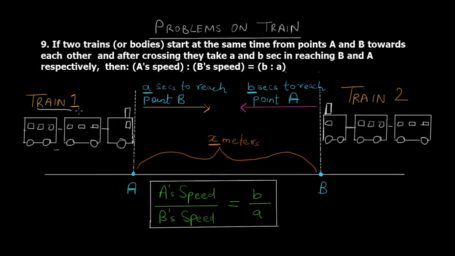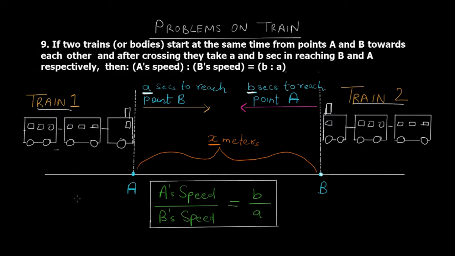So we have train 1 and train 2. Train 1 is starting at point A and is going till point B, and it takes a seconds to reach point B. Then we have train 2 which starts at point B and goes till A and it takes small b seconds to reach point A. So what they are saying is the speed of train A divided by the speed of train B is going to be in ratio, or is going to be proportional, to the time taken by train 2 to reach point A divided by the time taken by train 1 to reach point B.